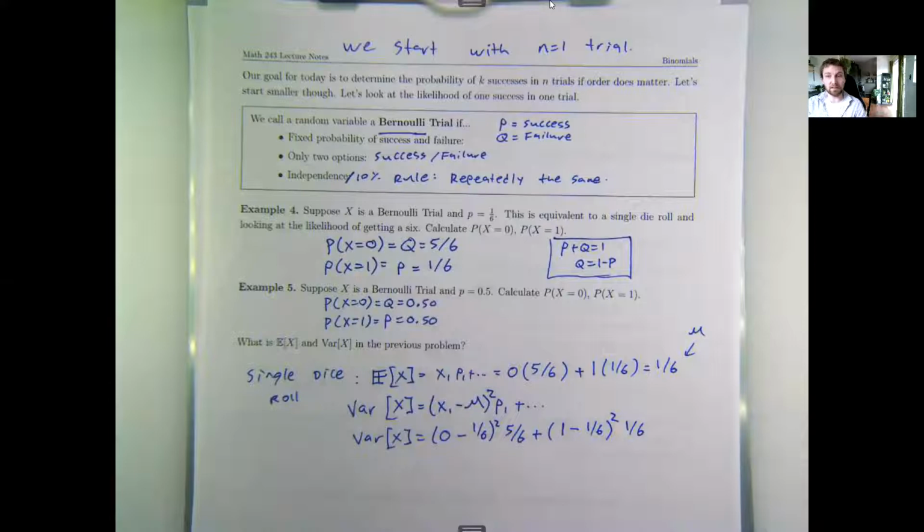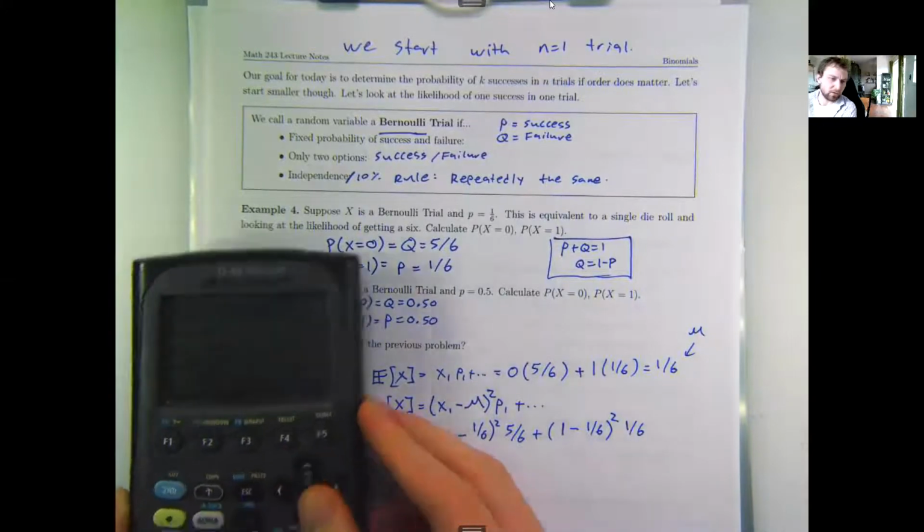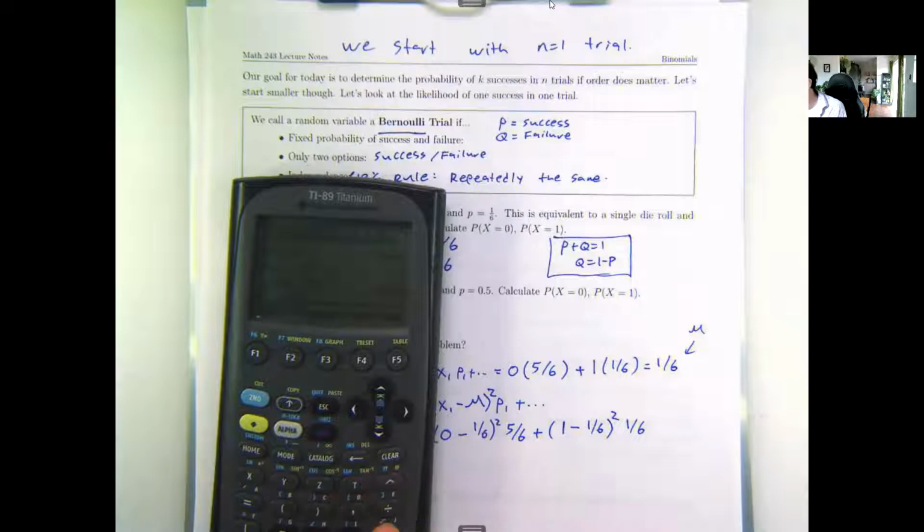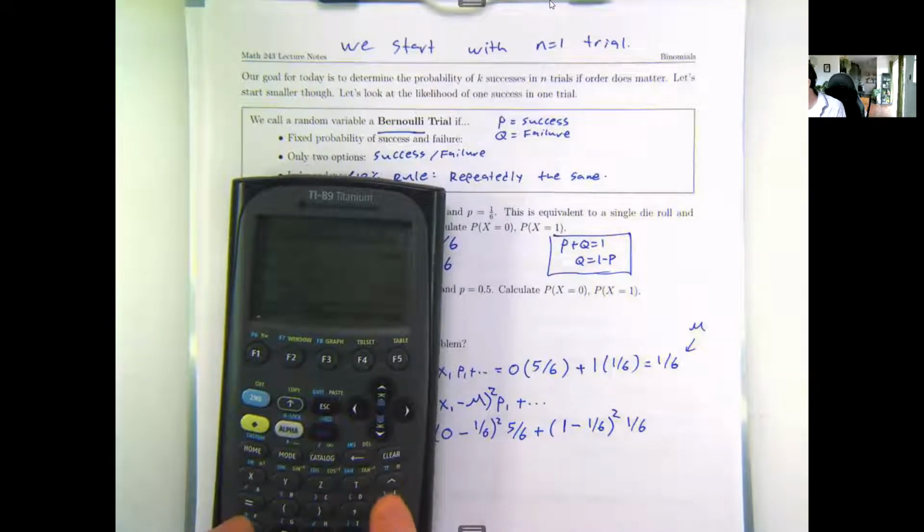I'm going to type this in exactly how this looks into my calculator. And I'm going to see what I get. I grabbed my TI-89, but you know, all my calculators should work the same. So let's see what we get when I do this. A little faint, so I'll bring it up close in that important moment. I've got 0 minus 1/6 squared times 5/6.